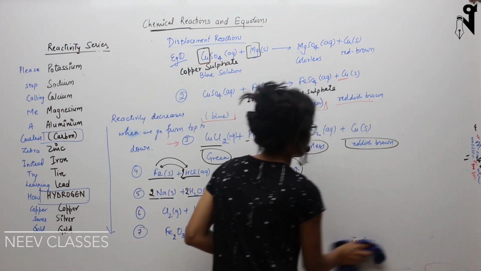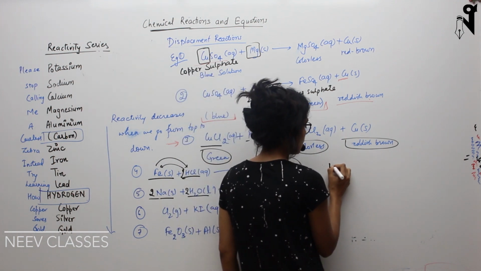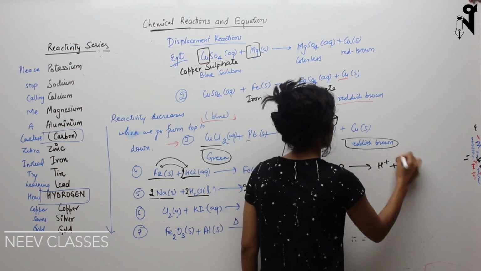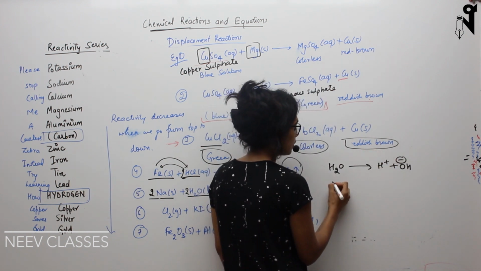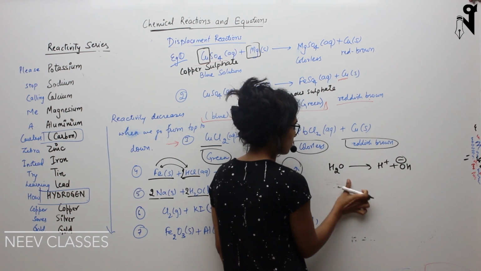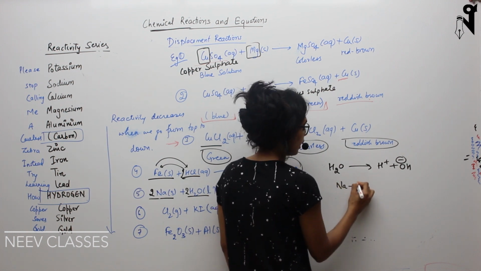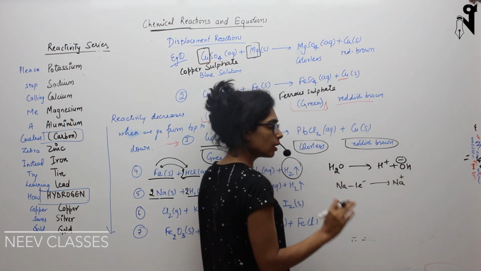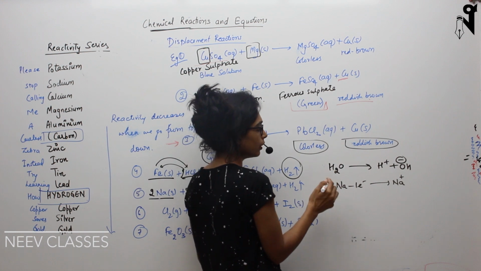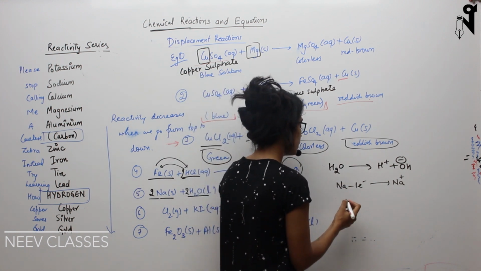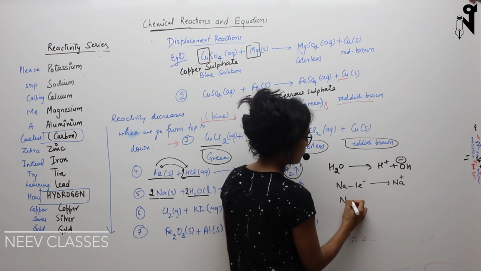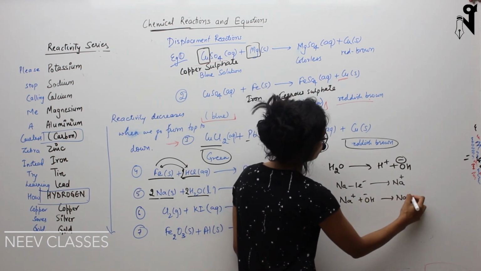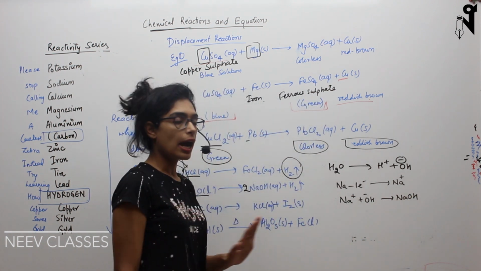Just look at it again very, very carefully. So I have taken H2O, which broke down into H plus and OH minus. Correct? And then I have taken Na, and Na lost one electron to become Na plus. Till now, we have not found any difficulty over here. So now we will be talking about sodium reacting with OH minus and forming NaOH. Till here also, no changes in the reaction at all.